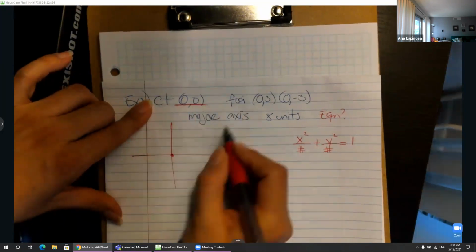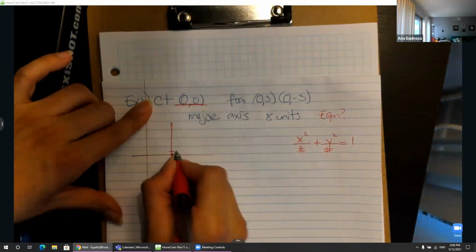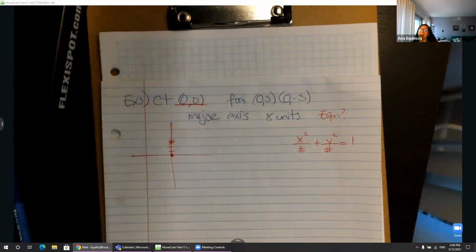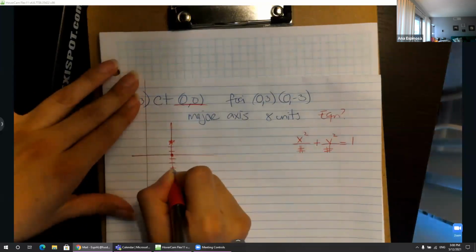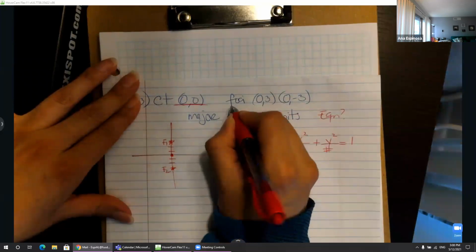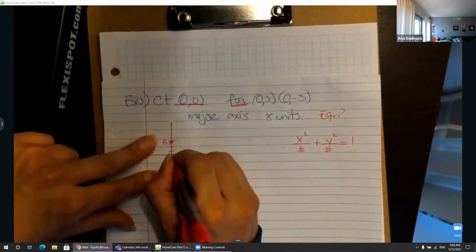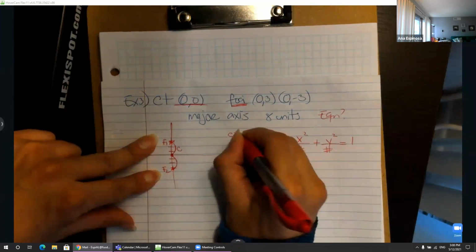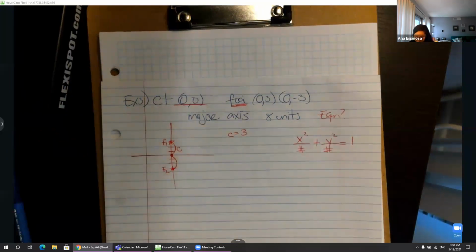So here's (0, 0). (0, 3) is 1, 2, 3. It's up here. And that's a star. That's not a dot on the actual graph. Down, 1, 2, 3. That's another star. So that's F1, F2. Focus points are the letter C. So this amount of units, up and down, that's C. So my C is 3. I know that for sure.